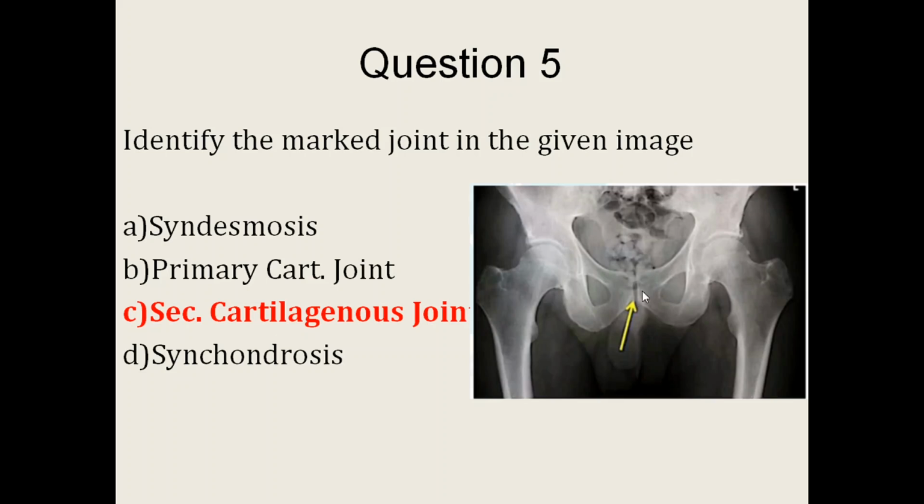Pubic symphysis is a cartilaginous joint, and what type of cartilaginous joint? It is a secondary cartilaginous joint. Now let's move on to the next question.